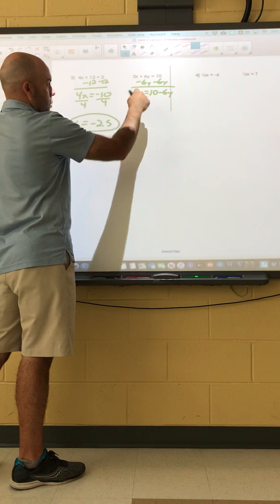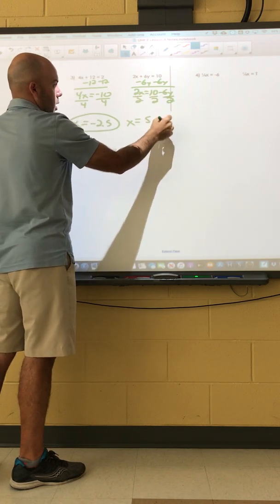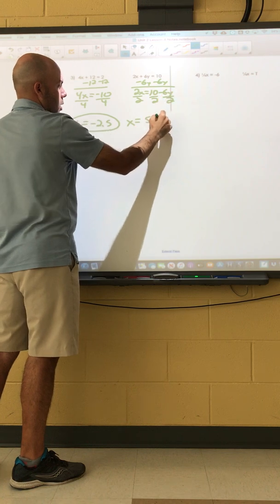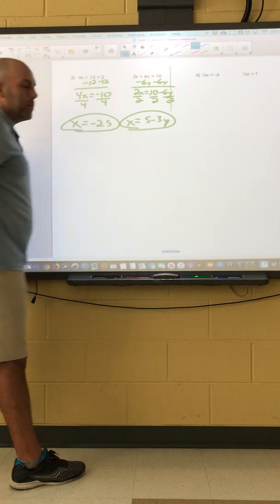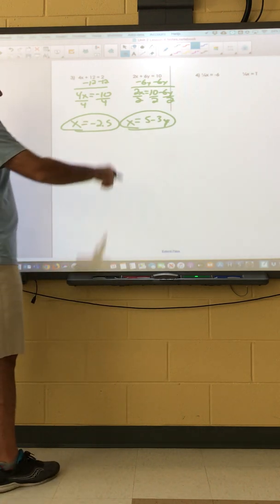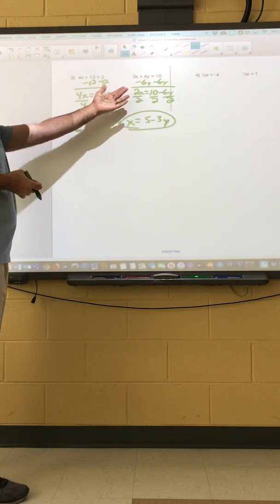Well, over here it's times 2. Well, I'm going to divide by 2. 10 divided by 2 is 5. Negative 6y divided by 2 is negative 3y. So I get x equals 5 minus 3y. Okay? So again, notice I wasn't able to combine the like terms, and that's okay. I did the steps correctly.